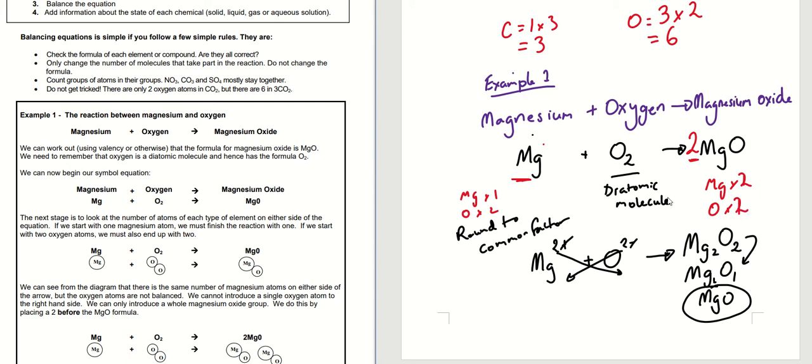Okay? So the oxygens are balanced. That's awesome. I can tick that off. That's good to go. But I have only 1 magnesium here. So the number I need to put in front is 2. So the ratio I have is 2 magnesiums, 1 oxygen molecule, and then 2 magnesium oxide molecules here. So that's what we're looking at.